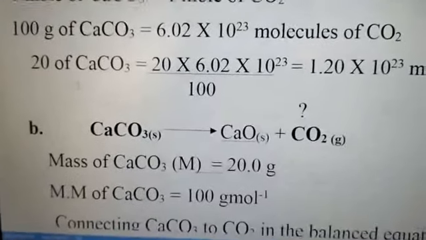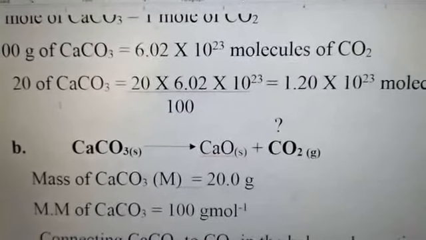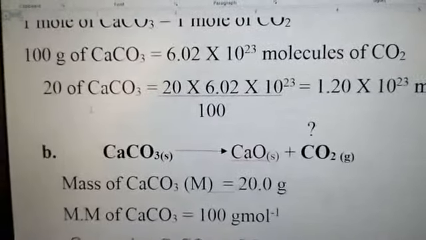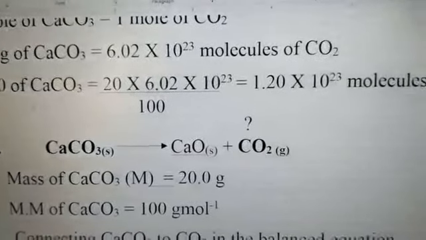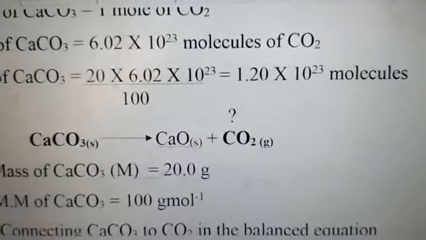So 20 grams of the calcium carbonate will now contain 20 times 6.02 times 10 to the power 23 all over 100. By proportion, work it out. We'll now have 1.20 times 10 to the power 23 molecules of CO2.